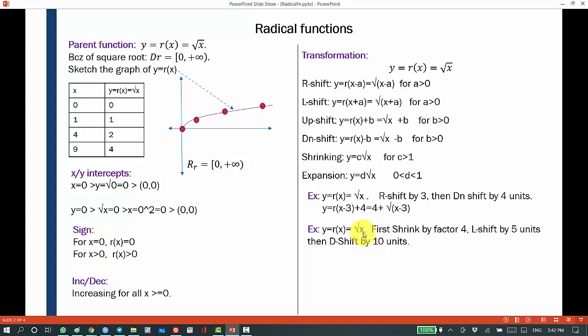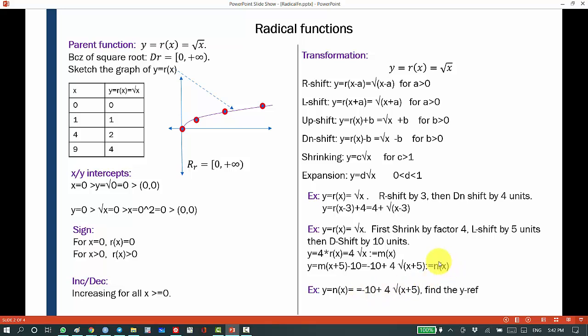Or shrink the function by factor 4, shift it to the left by 5 units, and downwards by 10 units. As a result, we get, for shrinking, 4 times r of x, which is 4 square root of x. Let's call this function m of x. Then shift it to the left by 5 units and downwards by 10 units. We get minus 10 plus 4 times the square root of x plus 5, which is n of x.